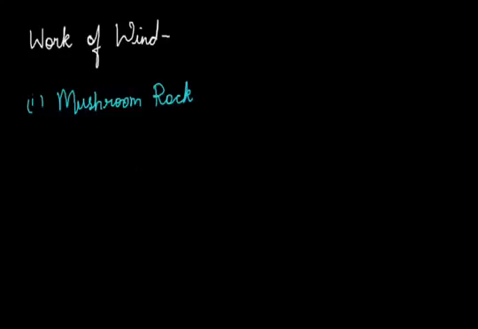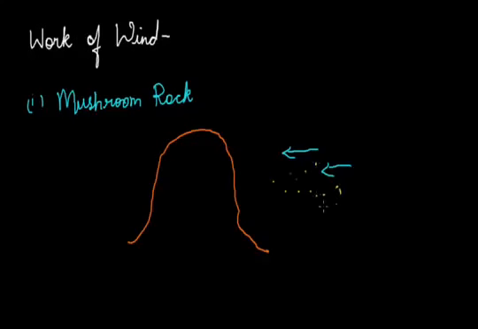Now, first of all, what we see in desert areas is that there are big rocks present on the ground, and the wind that blows in these areas carries sand and dust particles with it. These sand and dust particles basically do the erosional work. Because they are heavy, they usually do not flow at a higher altitude. They flow in the areas near the ground only. So the major erosional work they do is near the surface only.